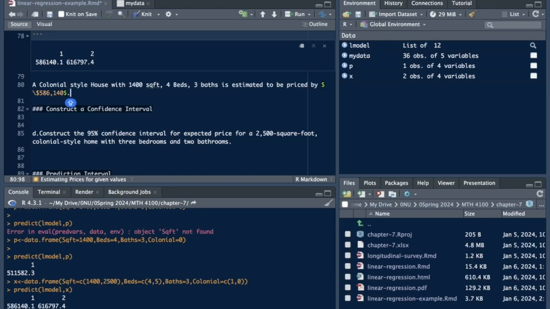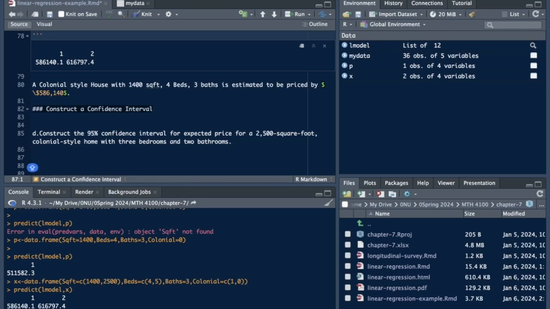After that, we are going to construct a confidence interval. What is the confidence interval? The confidence interval, if you remember, is the estimates. We are creating the estimates in the range in which the population mean is likely to fall with a certain level of confidence. Okay. In this case, we are going to do what? We are going to construct a 95% confidence interval for the expected price of a 2,500 square foot, colonial style home with 3 beds and 2 baths. Okay.